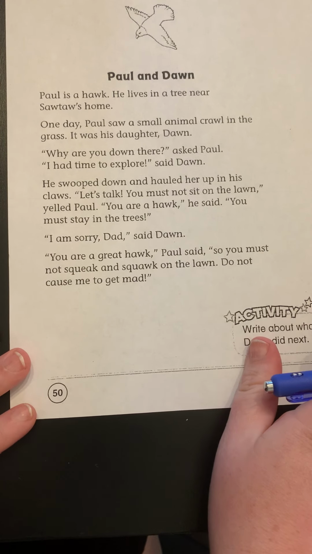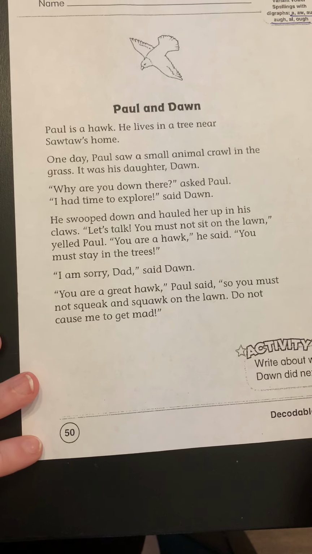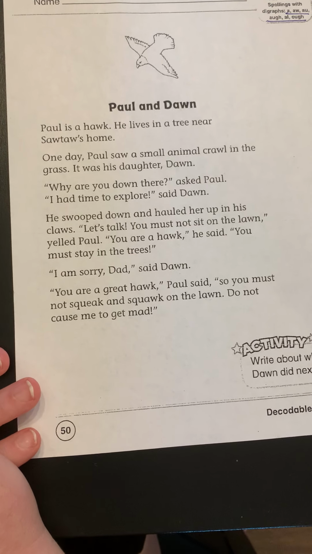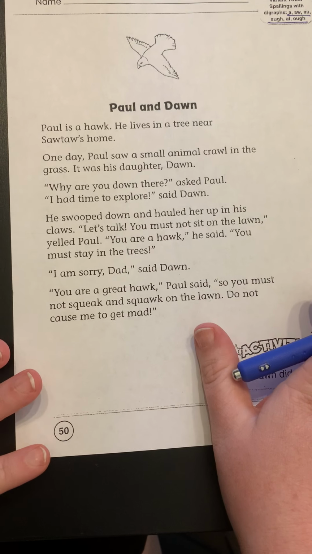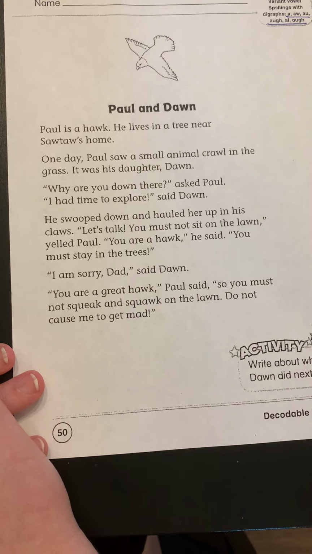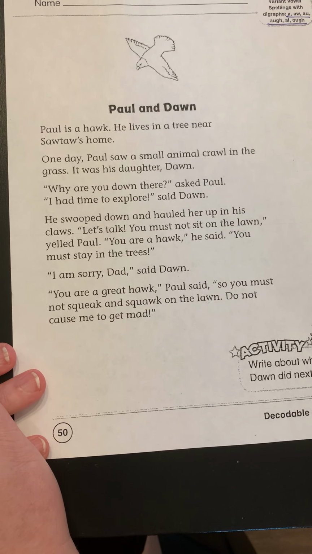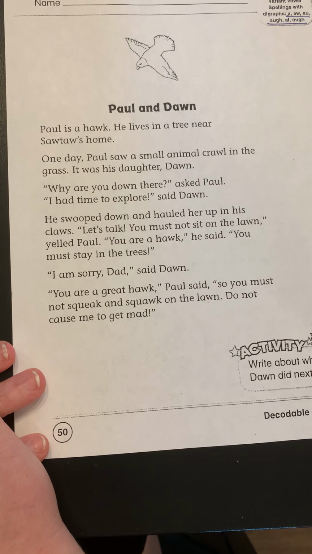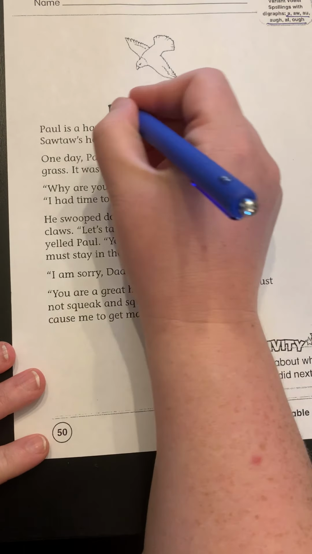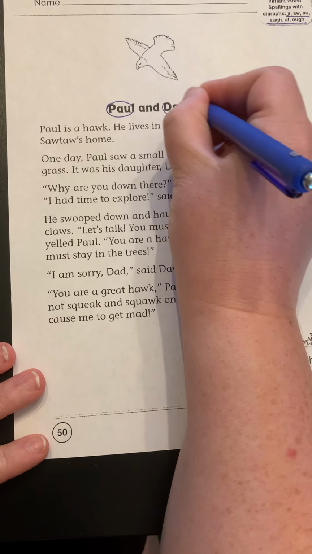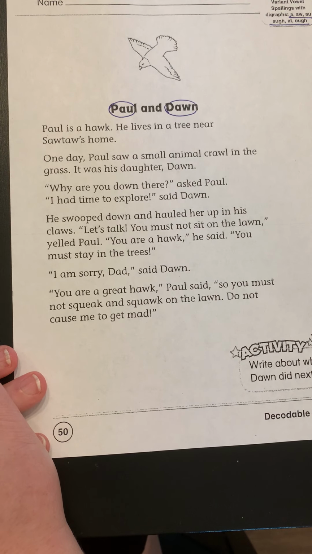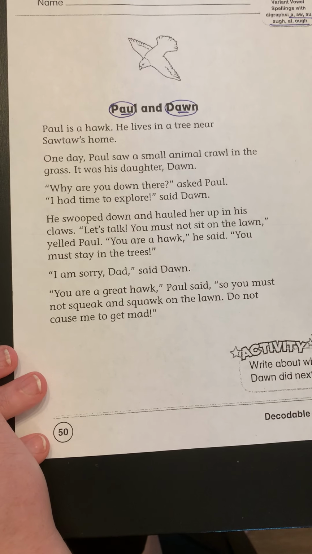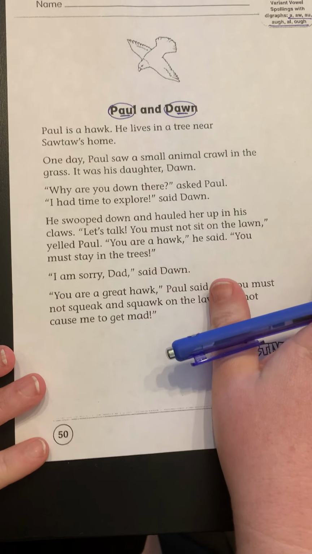Uh-oh, Dawn got herself in trouble. We always have to obey our parents because they're looking out for us, so we can't make Mom and Dad mad. Dawn wasn't following instructions, was she? Let's go back to the beginning of the story, including the title, and let's circle all the aw words that we find. So I know that Paul and Dawn, both of those names have the aw sound, this time with an AU and an AW. Remember, there's lots of ways we can make the aw sound.